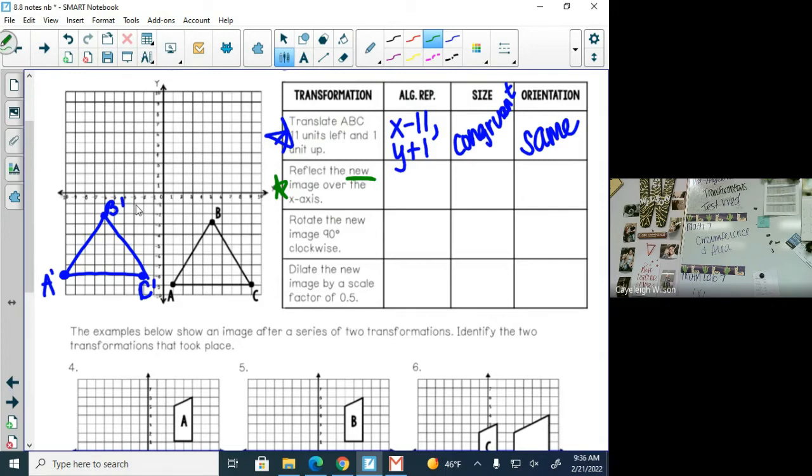So I'm going to start with A here. 1, 2, 3, 4, 5, 6, 7, 8. 1, 2, 3, 4, 5, 6, 7, 8. So that's my A double prime. That's the second new image. If I do B, 1, 2, 1, 2. Then C, 1, 2, 3, 4, 5, 6, 7, 8. 1, 2, 3, 4, 5, 6, 7, 8.